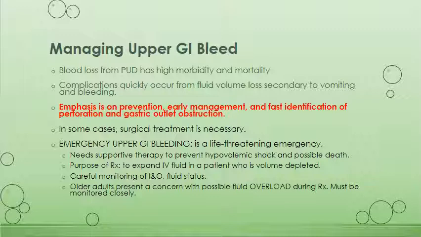Emergency upper GI bleeding is a life-threatening emergency. It needs supportive therapy to prevent hypovolemic shock and, of course, possible death. The purpose of treatment is to expand IV fluid in a patient who is volume depleted. We need to do careful monitoring of I&O and overall fluid status. Older adults present even greater concern and challenge because they have a possible fluid overload during treatment, so they must be monitored very, very closely.